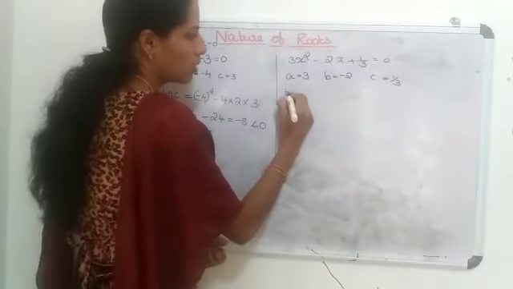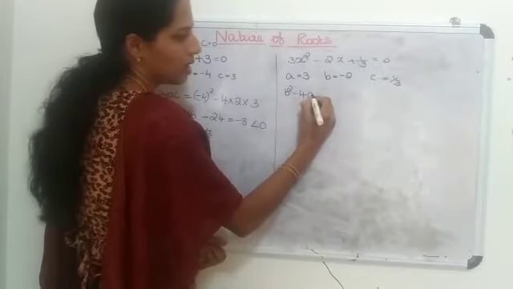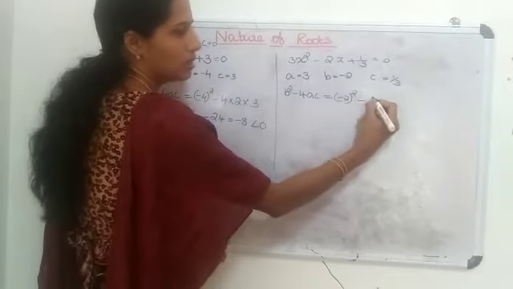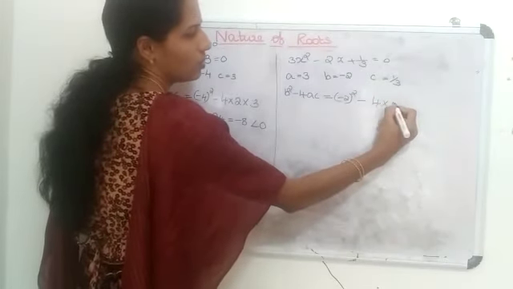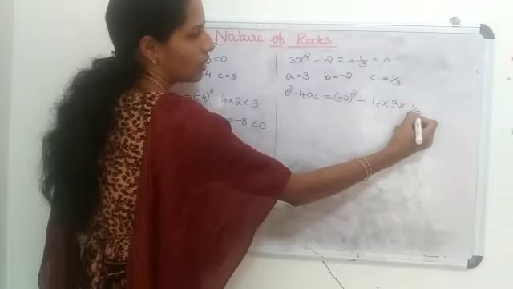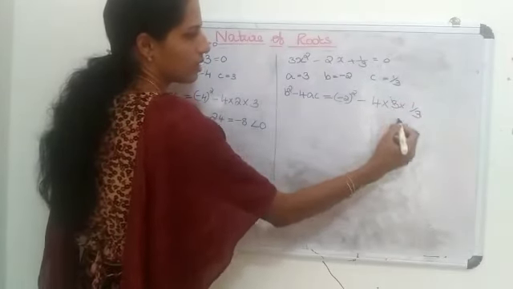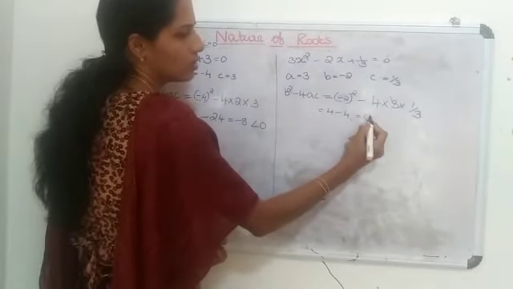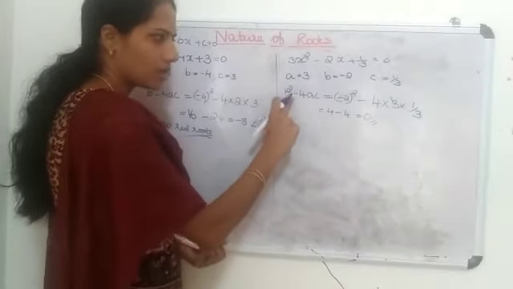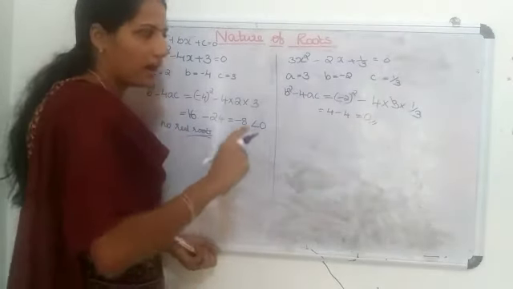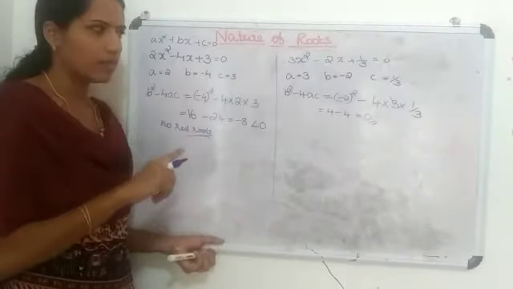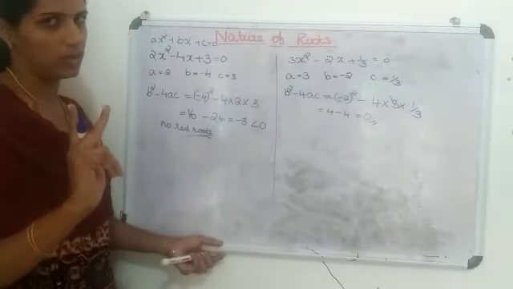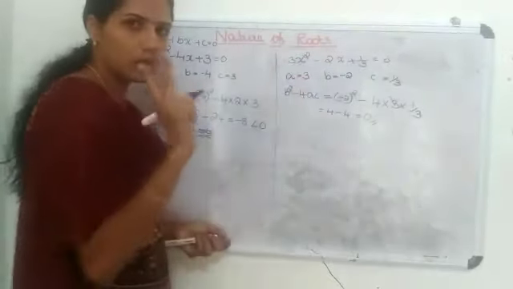Now, what is b square minus 4ac? It is minus 2 square minus 4 into 3 into 1 by 3. This 3 and this 3 will be cancelled. Then we get 4 minus 4 is equal to 0. We saw that when b square minus 4ac equal to 0, the equation has two equal roots. So this equation will have two equal roots.